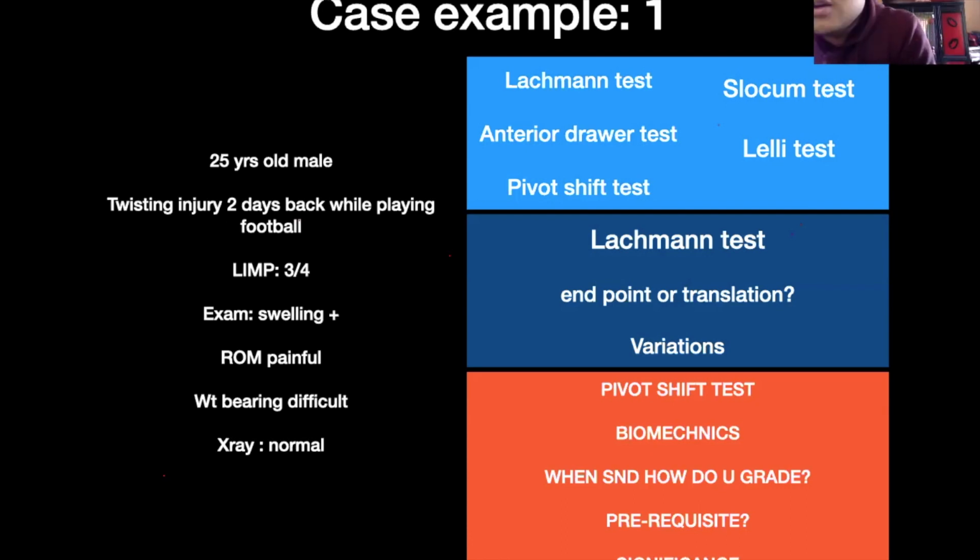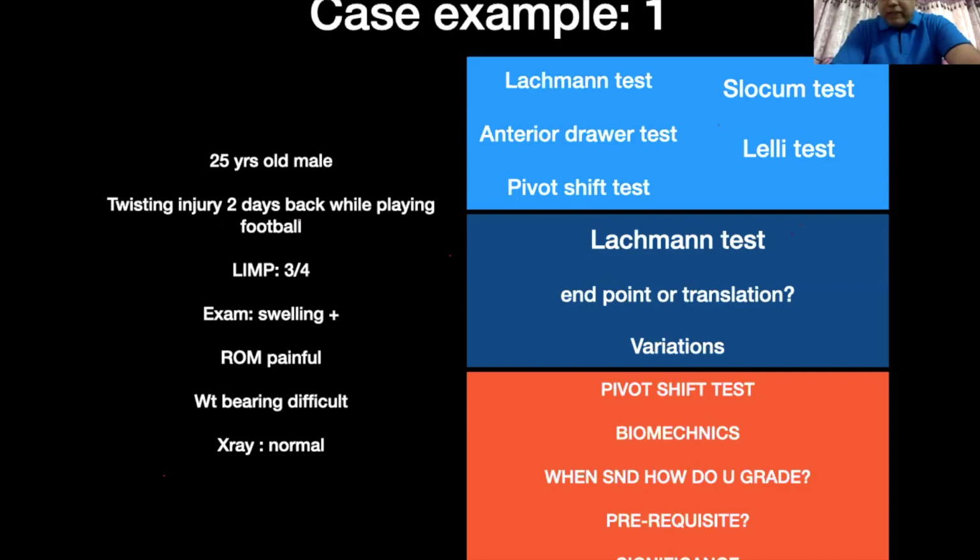Any reason, sir, for almost every case you want to do the pivot shift test? Because we have already diagnosed with the Lachman test, why do the pivot shift test? Yeah, the Lachman test is basically for the anterior-posterior instability, and the pivot shift is one of the very important components about the rotation.